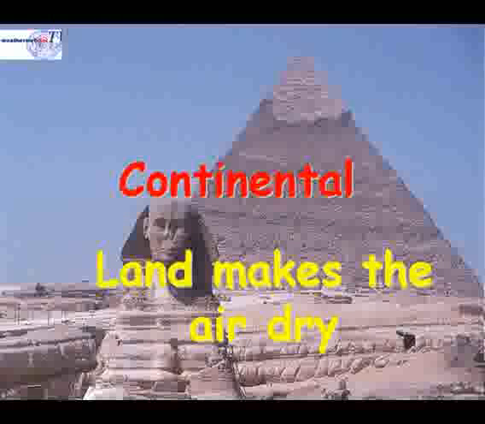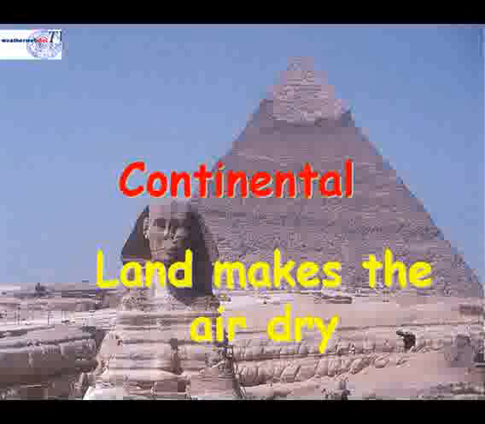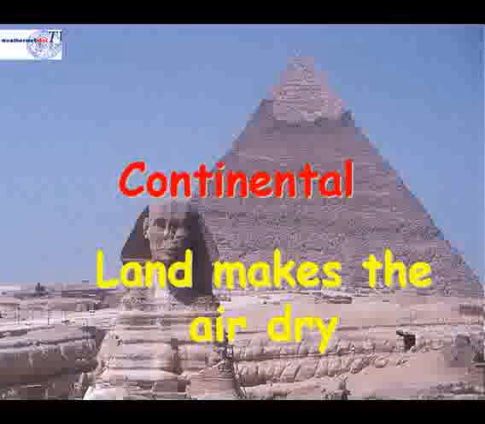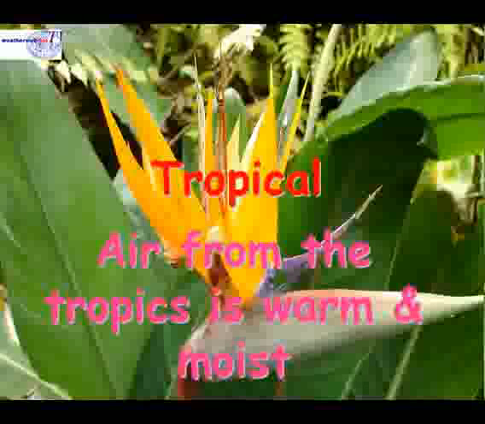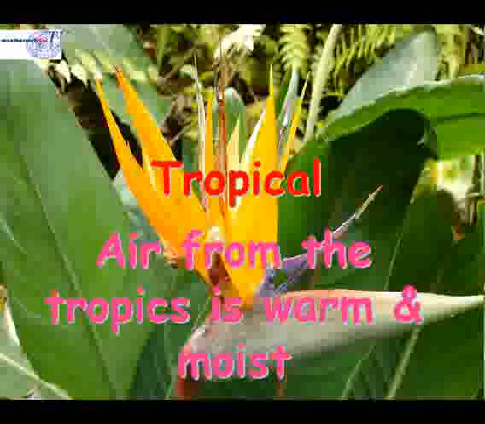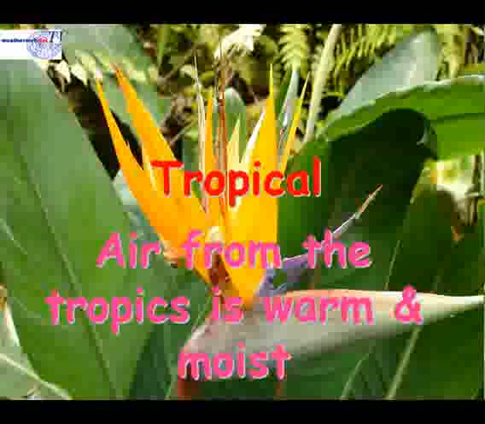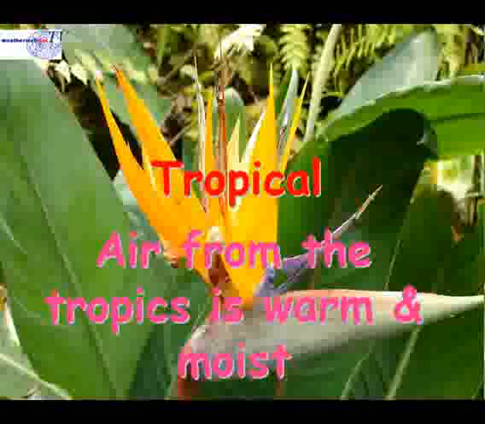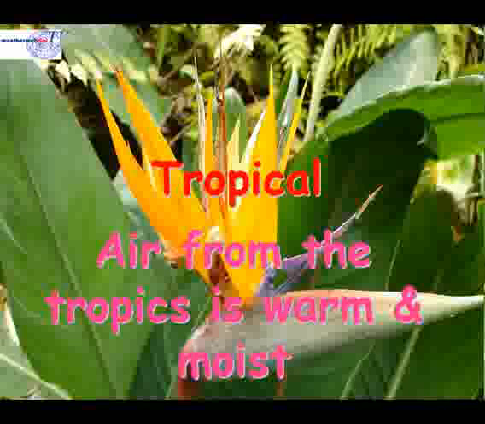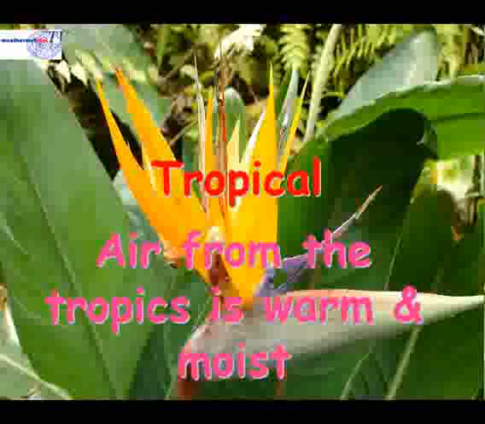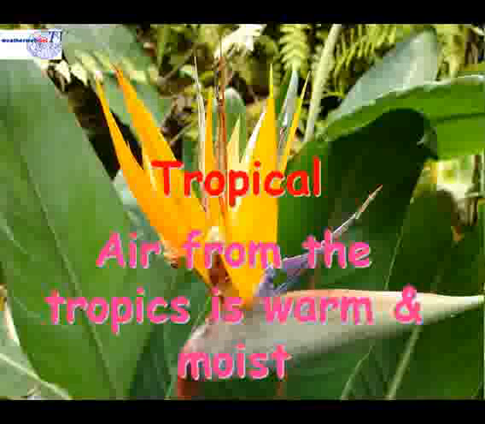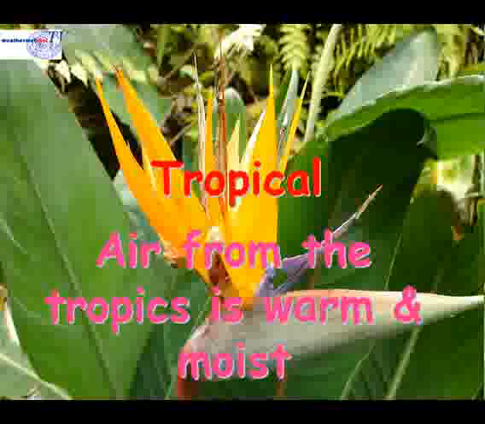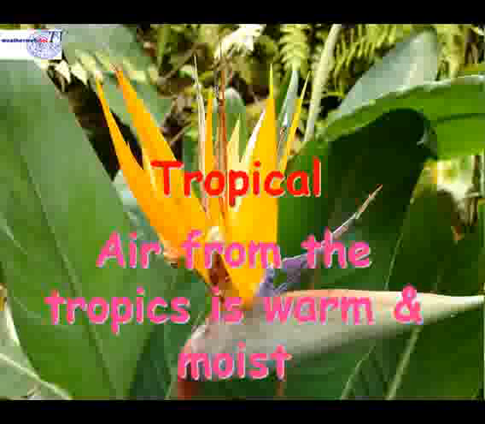If air is stagnant over a landmass for any length of time, then this makes the air very dry. We know this as a continental air mass. And finally, should the air become stationary over a tropical area, then the air will become very warm. The tropics, of course, are wet too, and so we know the air from the tropics as being warm and moist. There's also equatorial air, which again is very warm and moist, but we're not going to discuss that here.